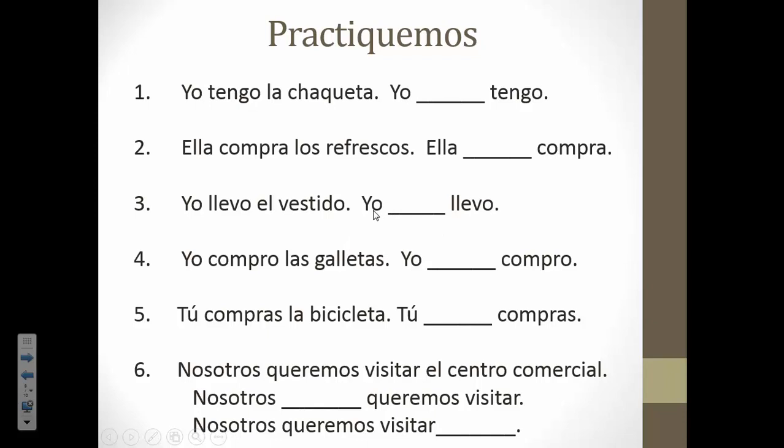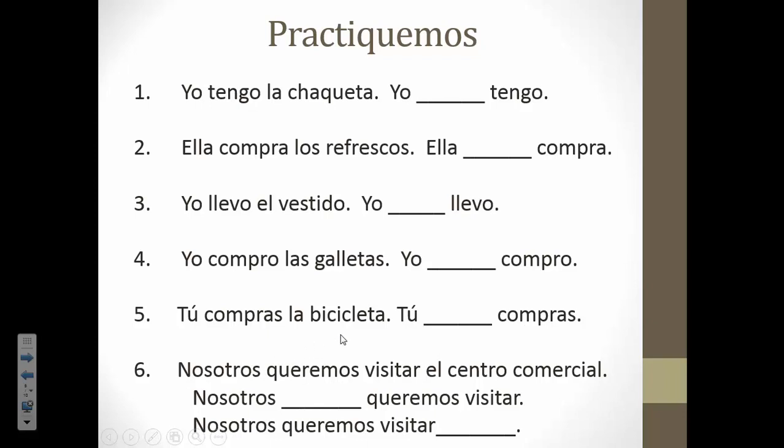I'm wearing the dress. We want to say I'm wearing it. Okay, el vestido is it. Therefore, yo lo llevo. Cuatro, I buy the cookies. You want to say I buy them. Because cookies is our direct object, we're going to say las. Yo las compro. Okay, cinco, tú compras la bicicleta. You buy the bicycle. You buy it. Okay, because bicicleta is feminine, we're going to say tú la compras.